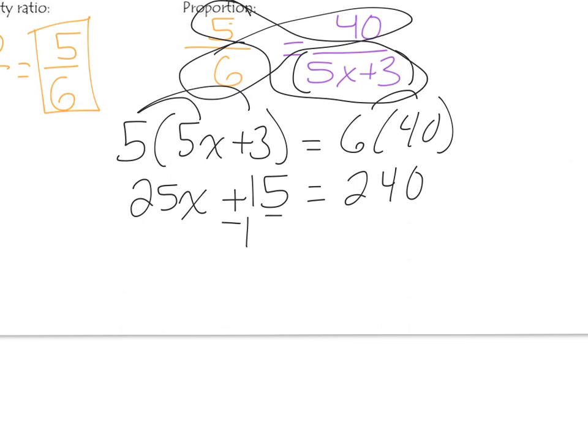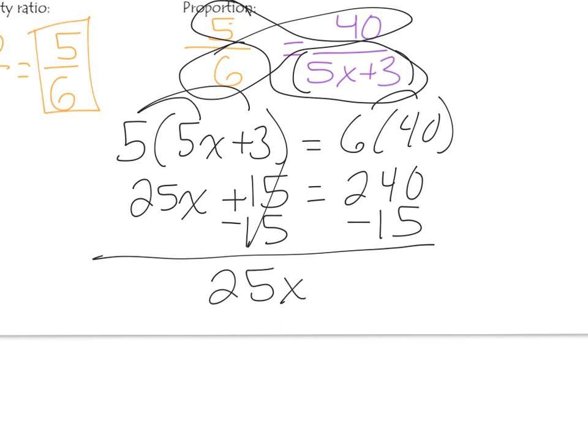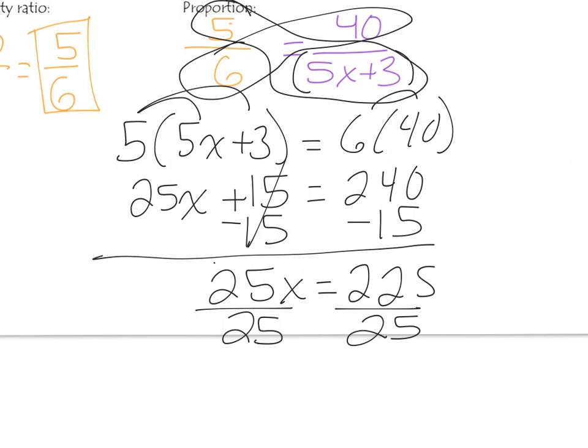And then I can subtract 15 from both sides. That knocks out the 15. 25x comes down, equals stays in the same place, and I get 225. I can divide both of those by 25, which knocks that out, and x equals 9.